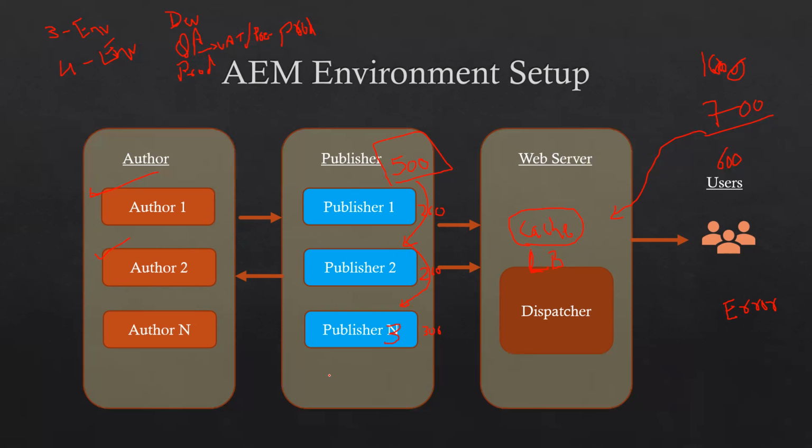That is the reason why we keep the number of publishers more. In case you already have the estimated traffic, how much traffic is going to come to your publisher environment or to your website, you can increase or decrease the number of publishers according to that. Any question over here? No, Ashish.